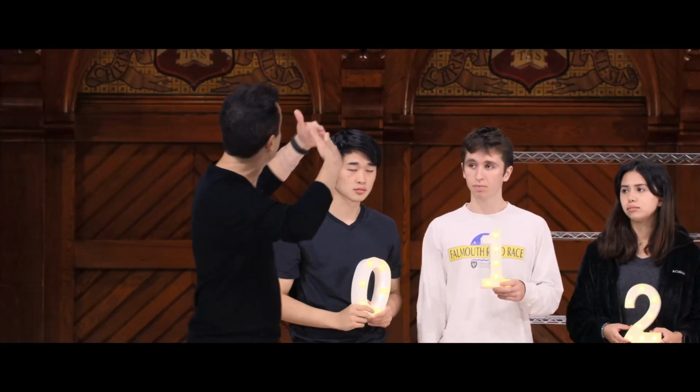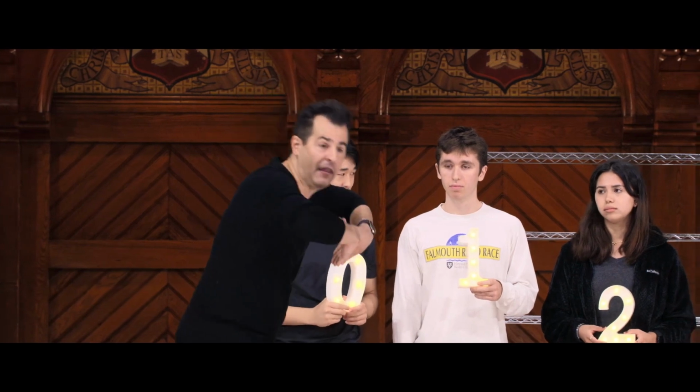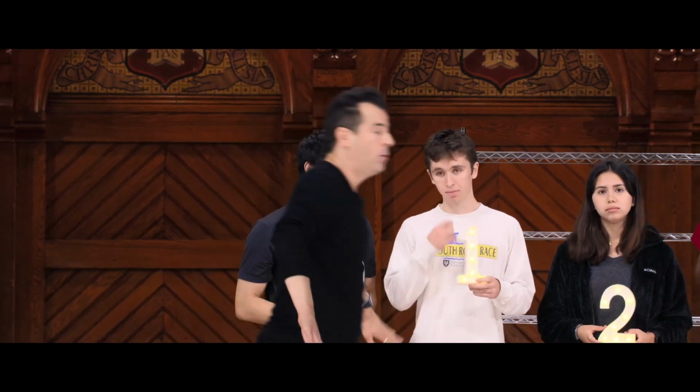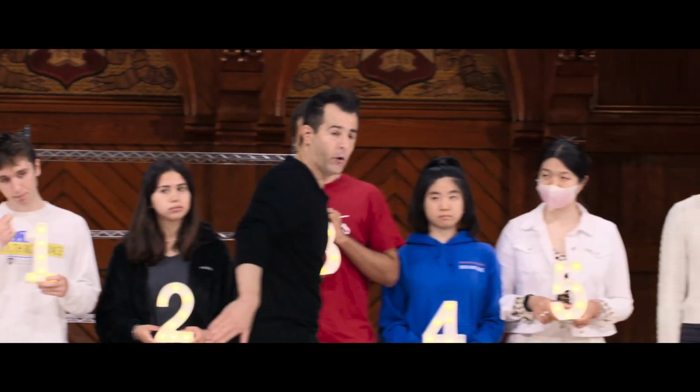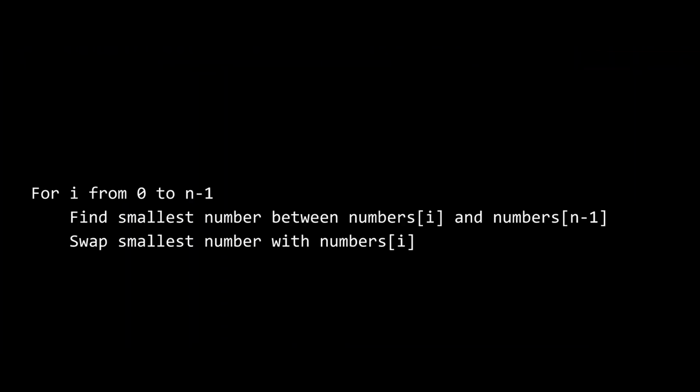I'm always starting from numbers bracket i, wherever I am, and then everything else to the right. And that's what was allowing me to ignore the already sorted volunteers. If, though, my last line says swap smallest number with numbers bracket i, I think that implements what our humans were doing by physically walking to another spot. All right, so that then would be what we'll call selection sort.